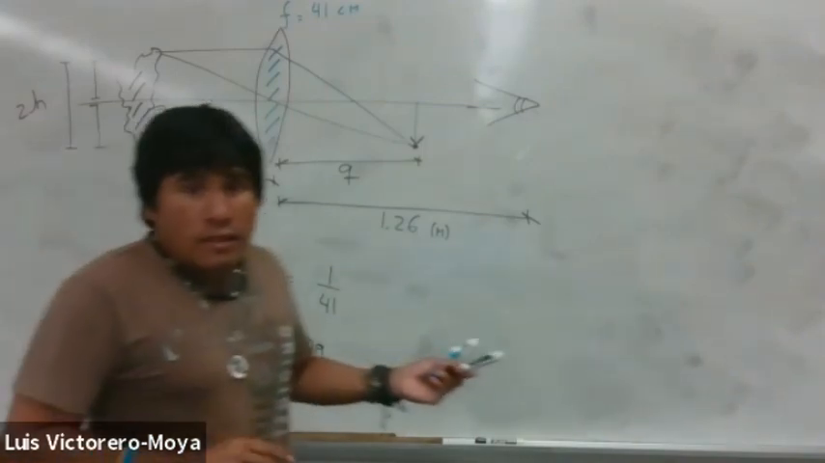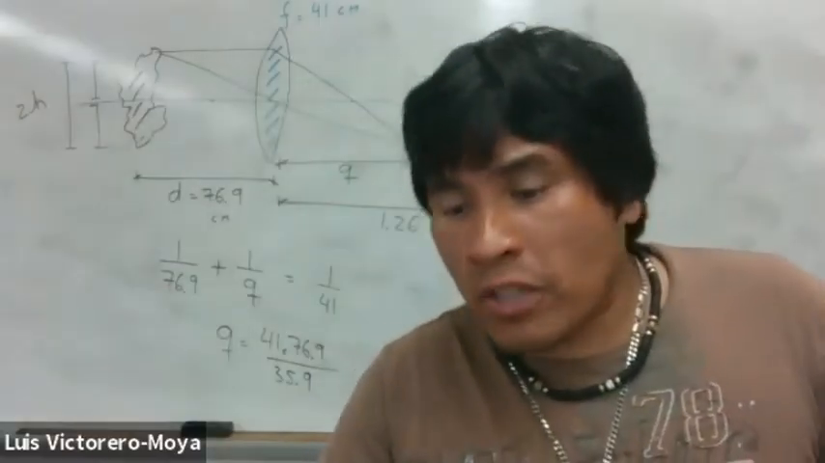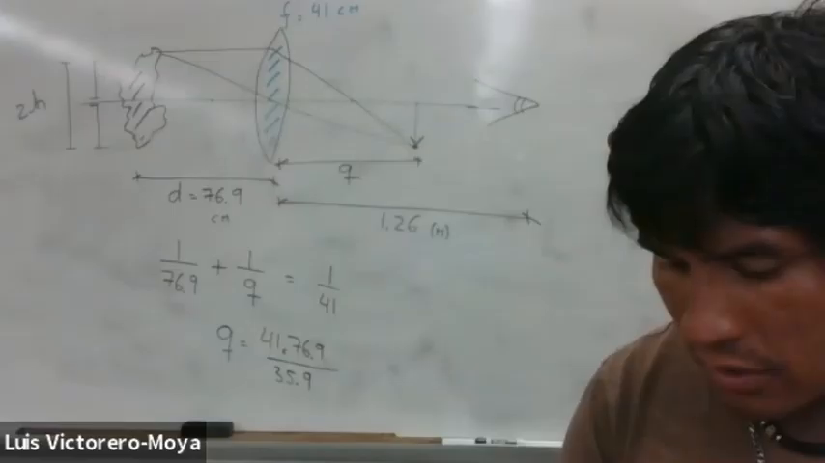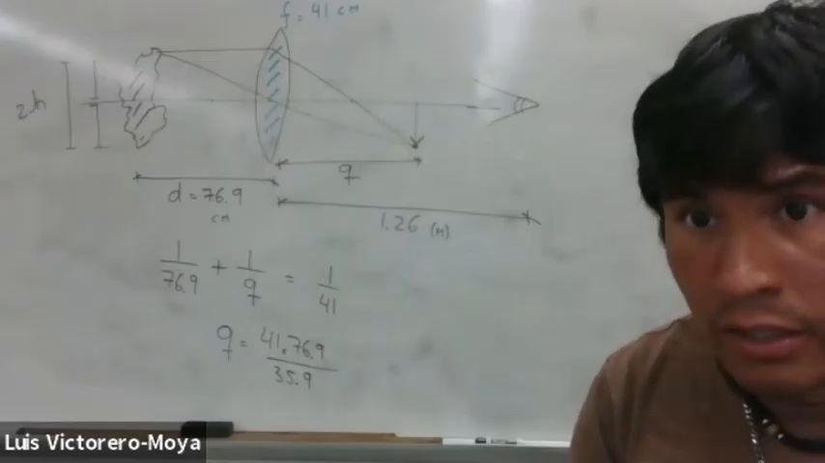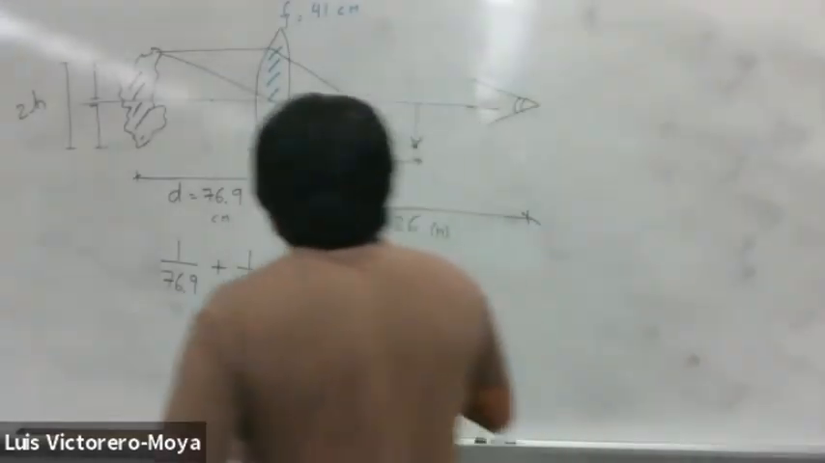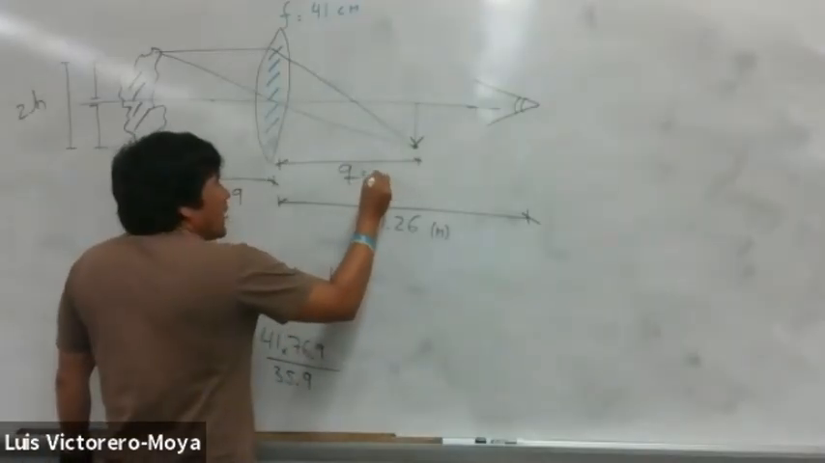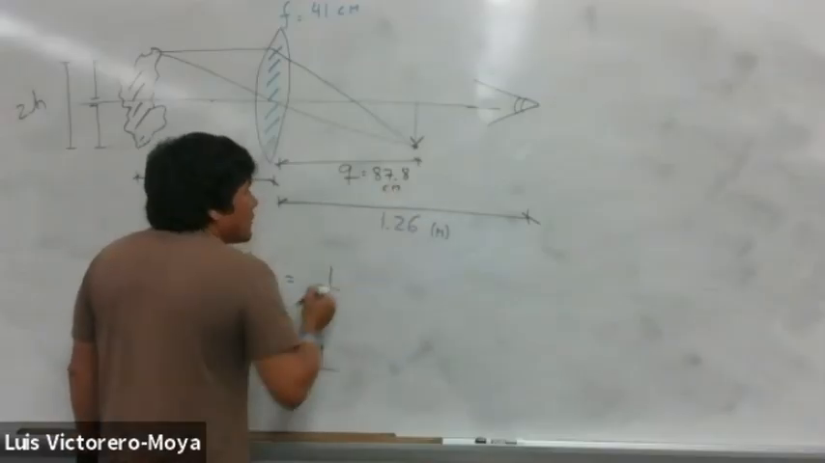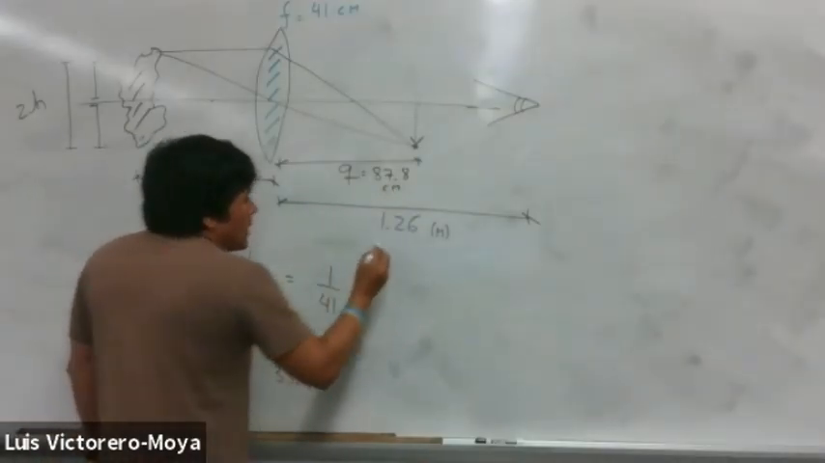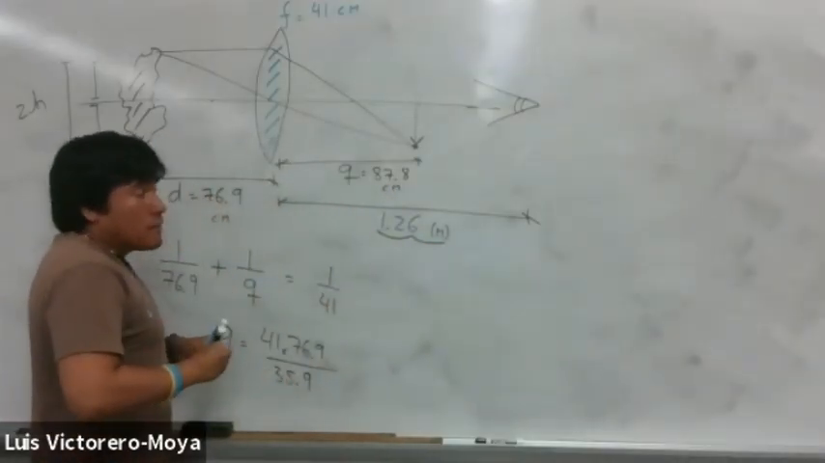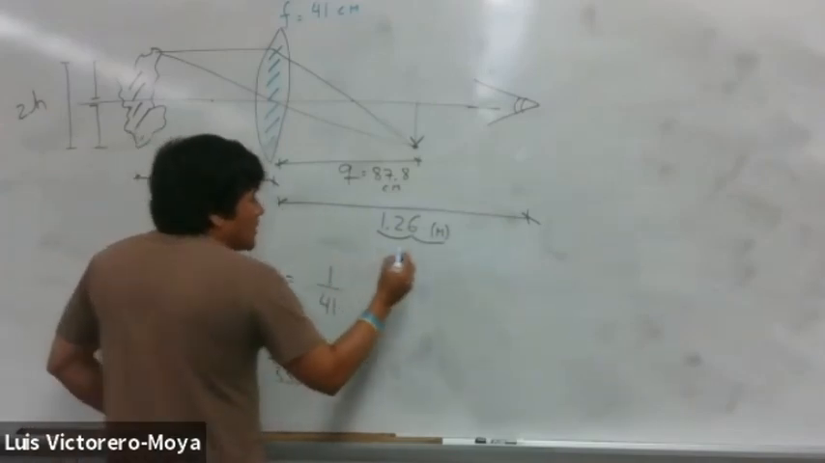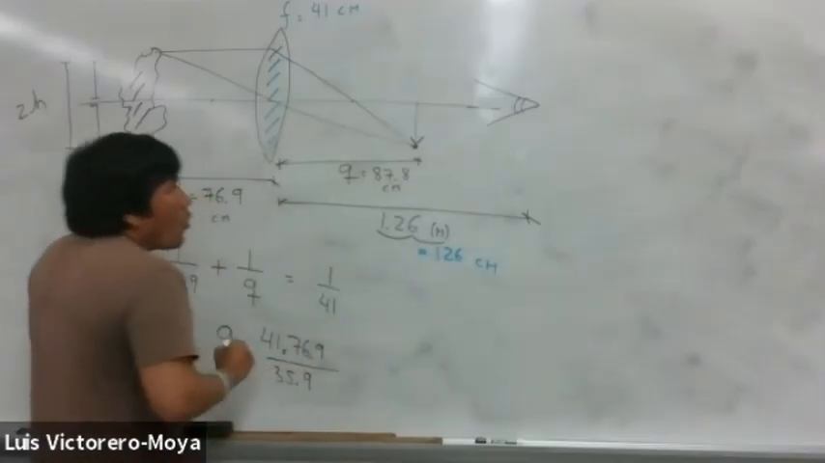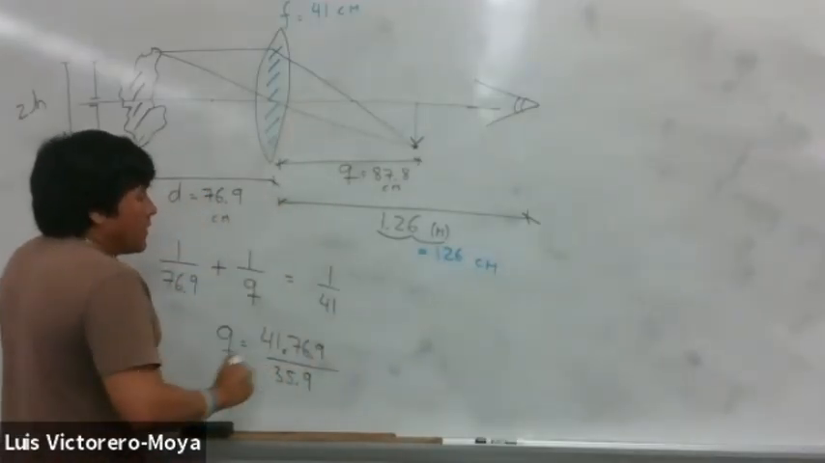So we get that in centimeters. So far we're just working with a length. 41 times 76.9 divided by 35.9, that's 87.8. So Q is 87.8 centimeters. The next step should be changing this to centimeters, right? So if we change that, we get 126 centimeters. Why do I need to do that? You will see that in a bit.